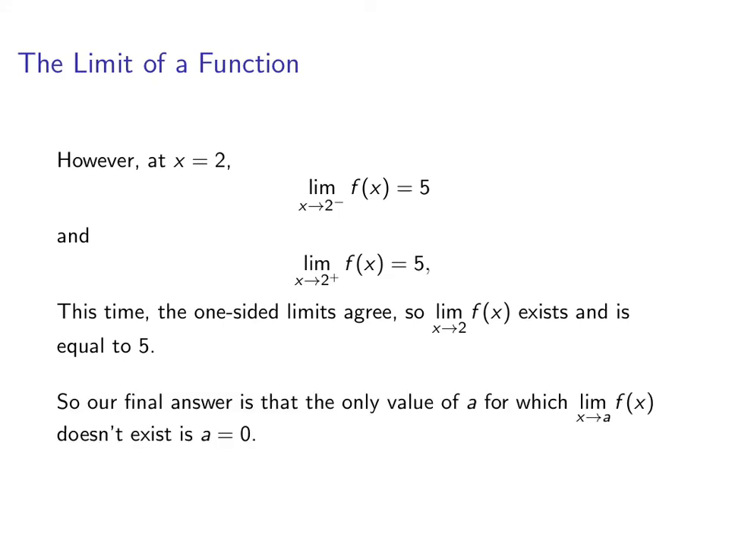All right, so our final answer is that the only value of a for which the two-sided limit doesn't exist is a equals 0. So the limit exists for all values of a except a equals 0.